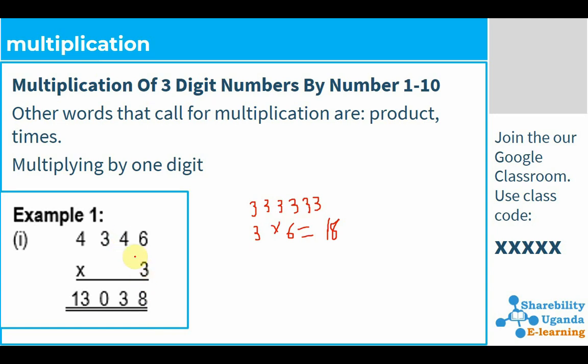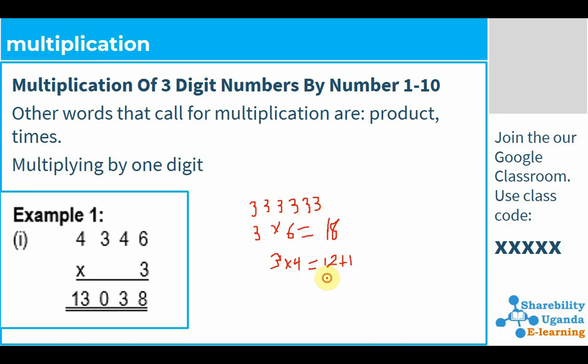So we shall say 3 times 4. 3 times 4, 1, 2, 3, 4. 3 plus 3, 12. When we say 3 times 4, the answer is 12. But we shall not write a 12 there. Remember, here we wrote an 8 and we remained with a 1. So we shall say 12 plus 1.